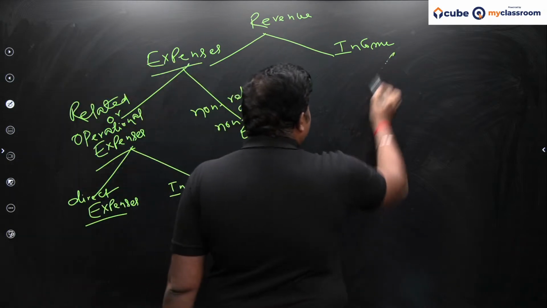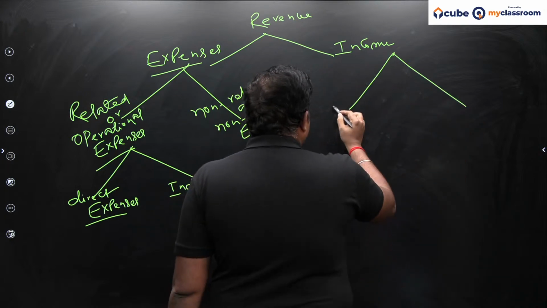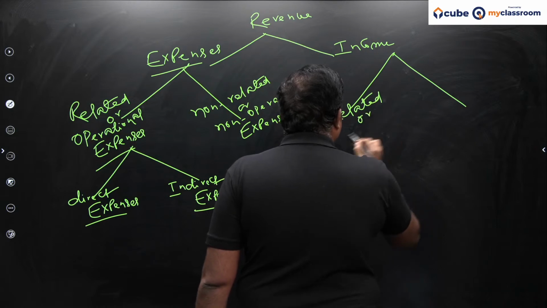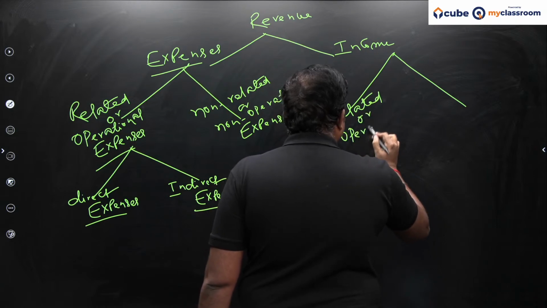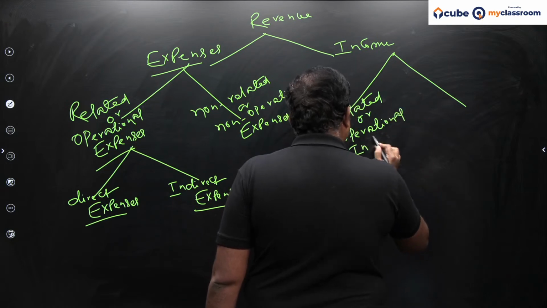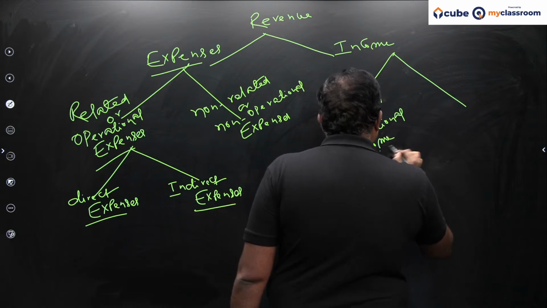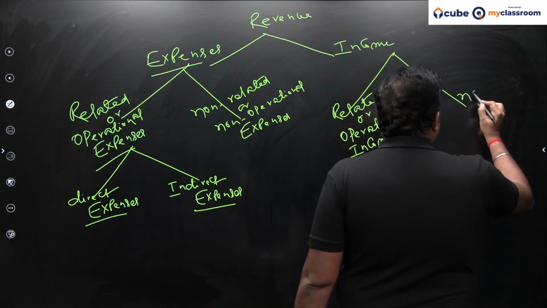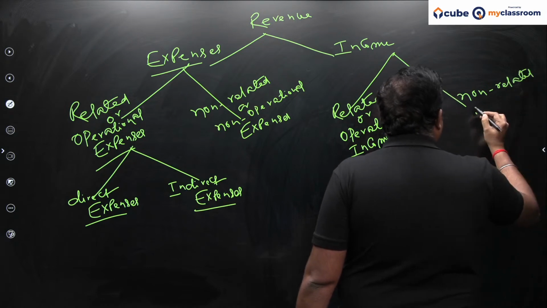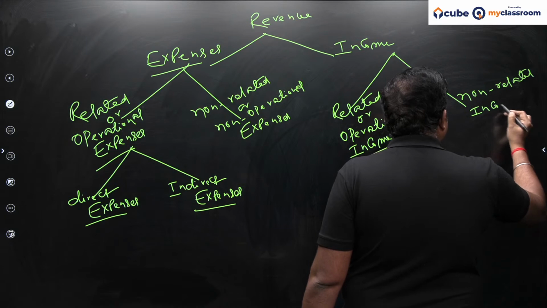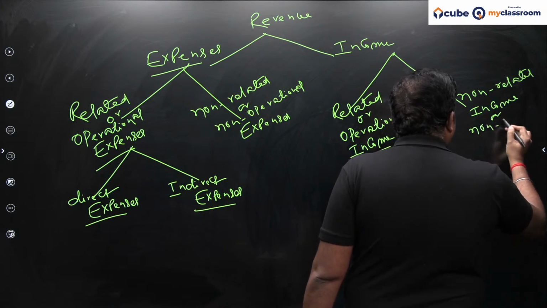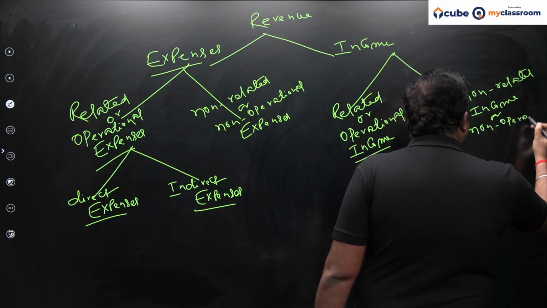Similarly, income can also be classified into two categories. Related income, we can also call it operational income, or non-related income, or non-operating income, I can say.